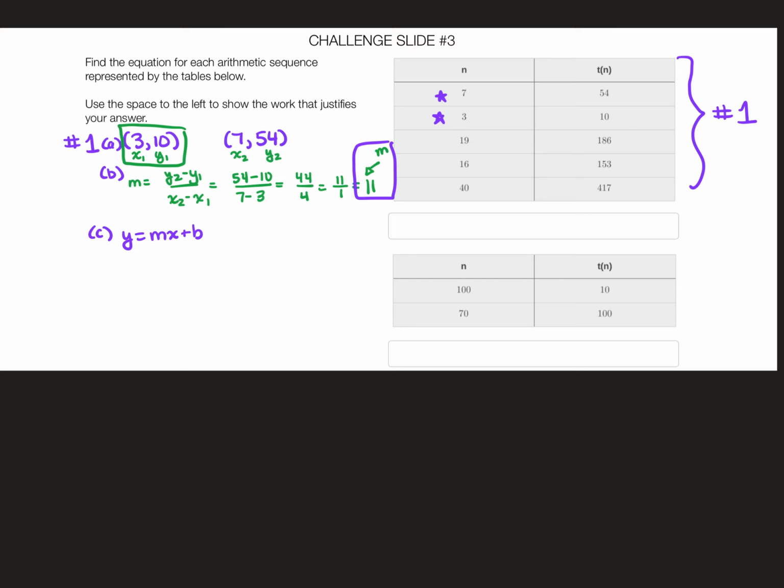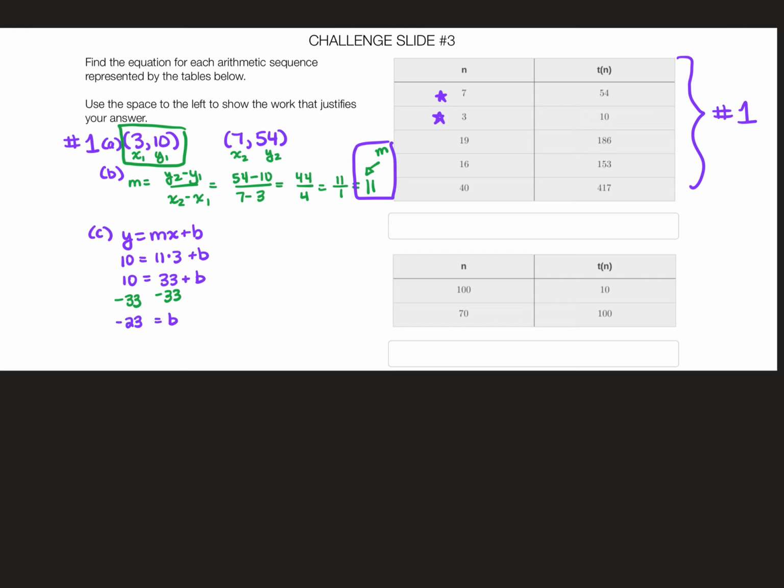So if I rewrite this equation, I'm going to get 3 for y, 11 for m. I did that backwards, sorry. It's 10 for y, 11 for m, and 3 for x. So I've got 10 equals 33 plus b. Now I can solve this equation by just subtracting 33, and I get negative 23 equals b.